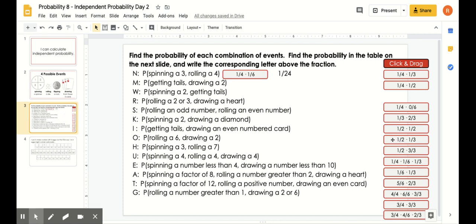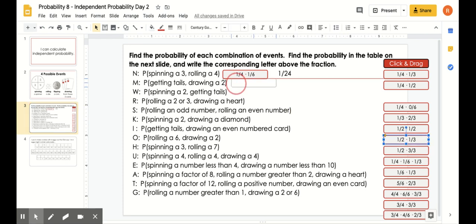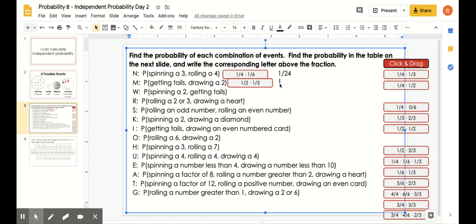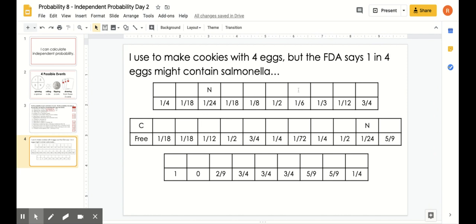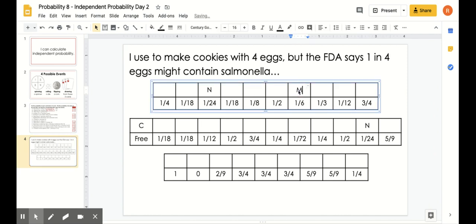When you click and drag these, don't go to where the numbers are. As you can see the cursor, go over to the side where you see the arrow, and then you can slide that on up. So 1/2 times 1/3 is 1/6. You go to the next slide and find 1/6 and fill it in with the letter M. That one only appears once.